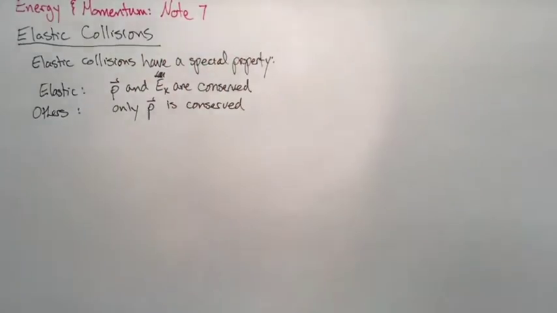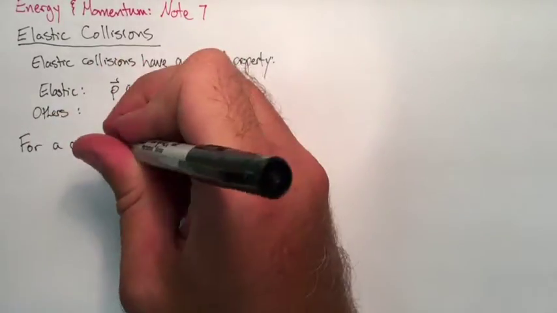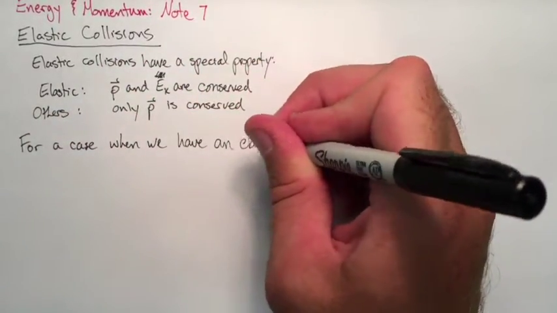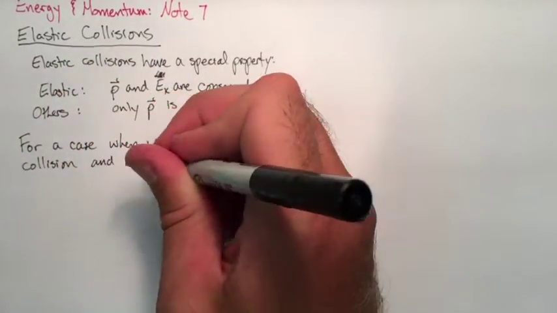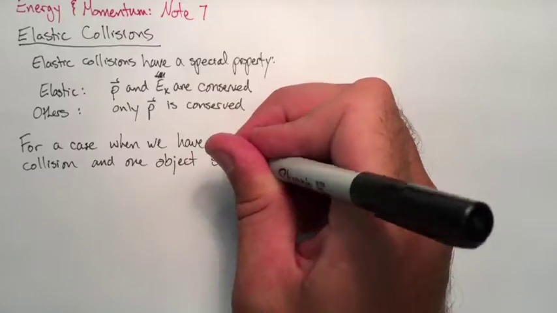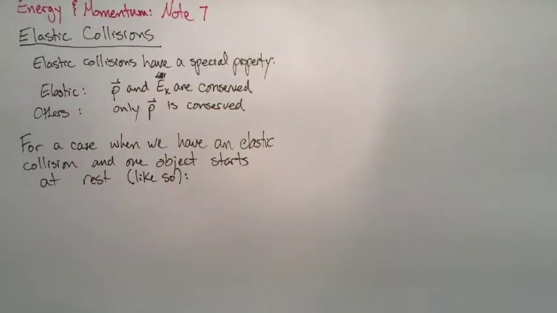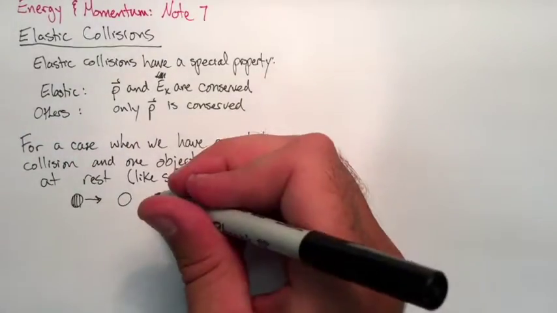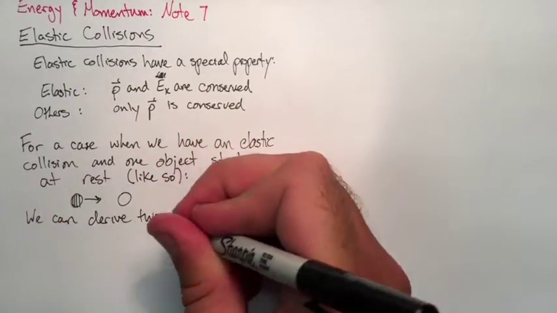So what we can do is use this feature to derive two equations that'll help us calculate the final velocity of an object. We're going to do it for a special case where we have one object at rest and a second object is coming in to make that elastic collision with it. It doesn't matter what their masses are, we'll look at different properties for that, but that's the scenario. One object's at rest, the other one's moving.